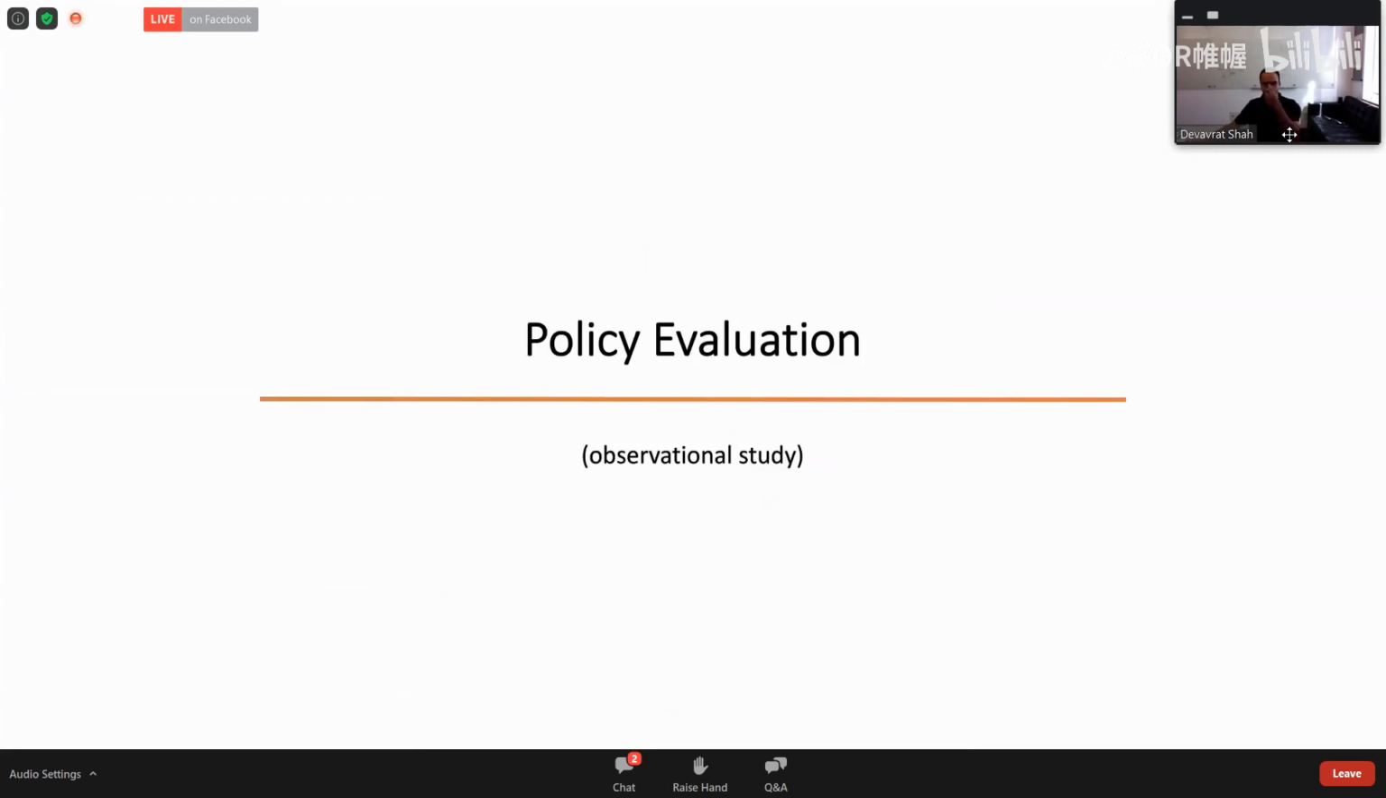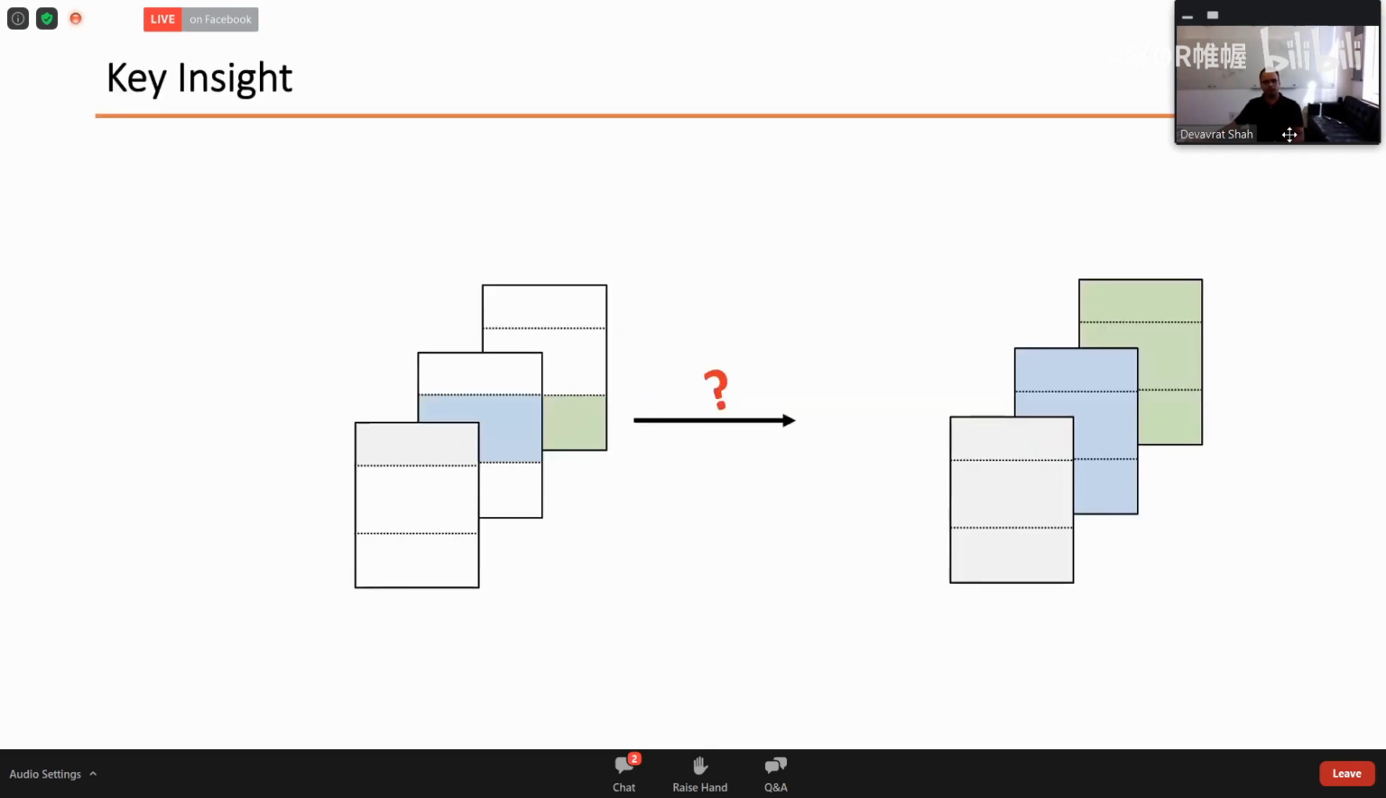And first, we'll focus on policy evaluation, that is, observational study, which is the typical question we discussed. Then we'll go to experimental study. And if time remains, I will talk about some of the theoretical results that enable all of these methods. All right, so in a nutshell, here's what's happening.